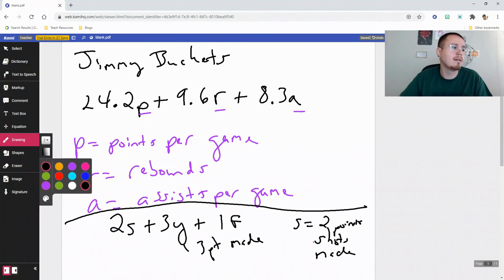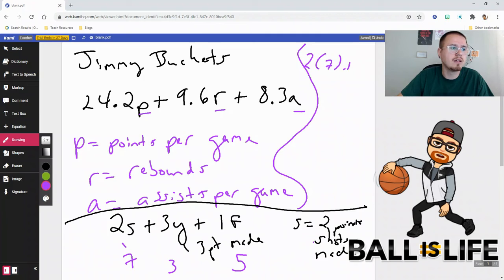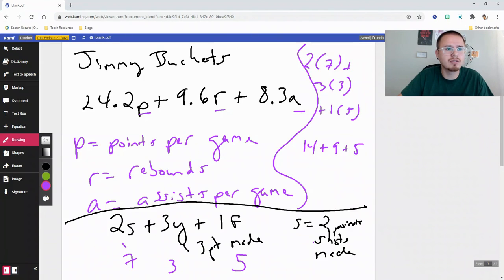And then getting a little sloppy here, but it is what it is. So we could say, okay, this person made 7 2-pointers, 3 3-pointers, and 5 free throws. How many points did they score today? Well, we can plug it into our expression. So 2 times 7 plus 3 times 3 plus 1 times 5. We get 14 plus 9 plus 5, which is 28 points. And that's how many points they scored in that game.